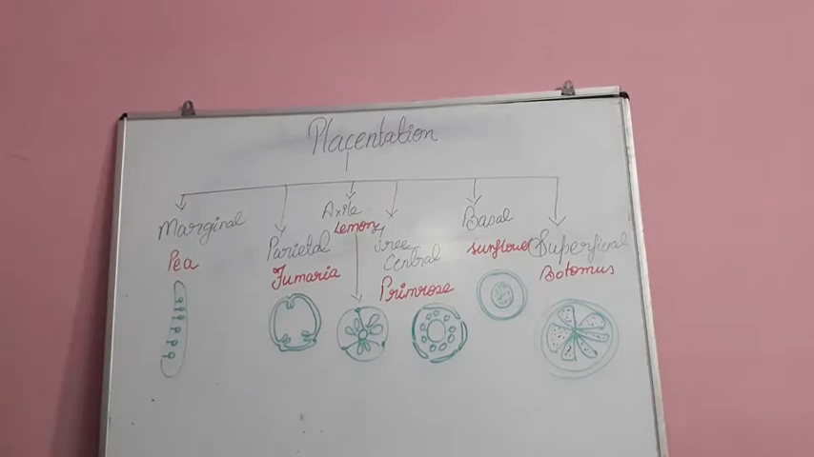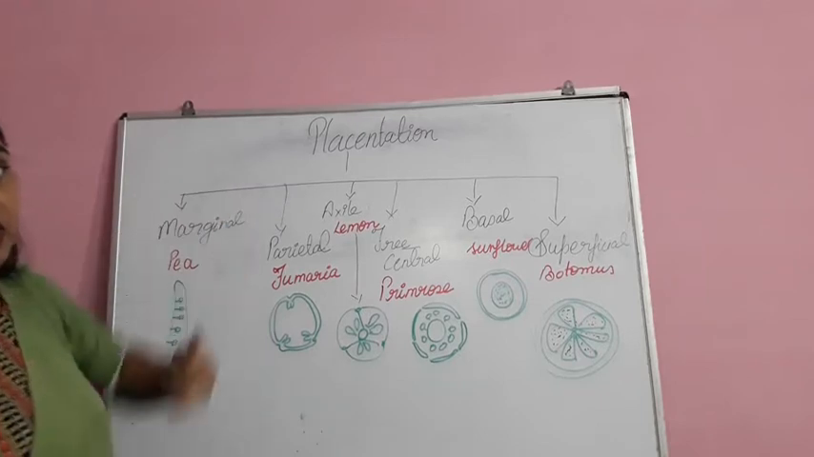Now we have to see placentation, that is, how inside the ovary the ovules are arranged and how the plants develop further after fertilization. The arrangement of the placenta of the ovules within the ovary is called placentation.